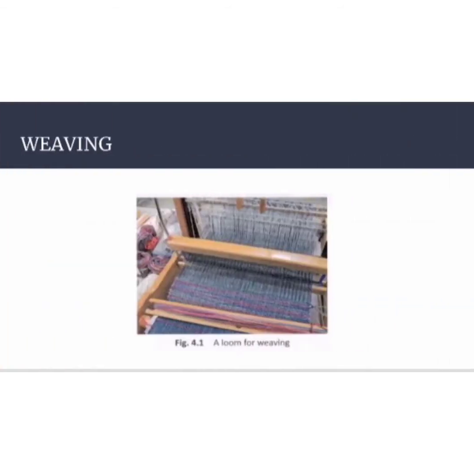First, weaving. You know that a fabric is made up of two sets of yarns arranged together, right? This process is called weaving. The process of arranging two sets of yarns together is called weaving.